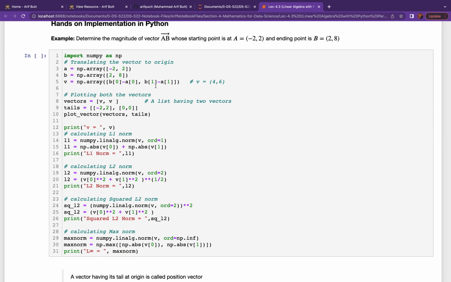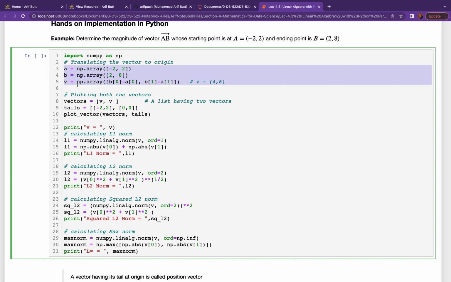The problem statement is that we have a 2D vector having its head at point 2, 8 and tail at point minus 2, 2, and we need to calculate its magnitude. Before I execute the code of the cell, let's review the code. These first 3 lines are actually translating the vector to the origin. So you see I am subtracting this tail value from the head value, so that I get the vector actually 4, 6. Please do the math.